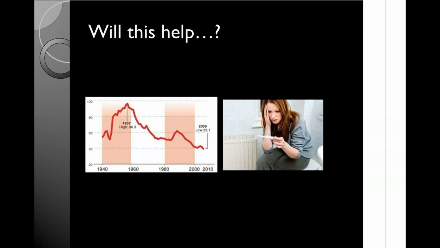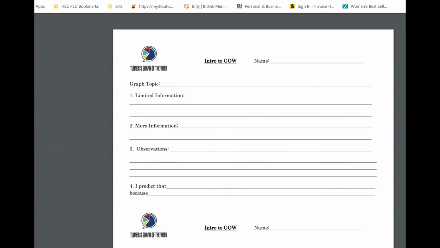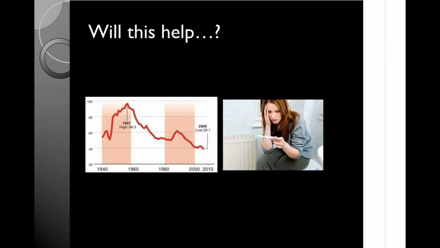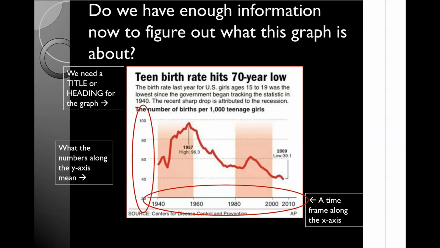And would this picture help with the y-axis if I gave you that picture? Pause this video and discuss with your classmates, the 2 to 3 in your group, and write your answer underneath 3 for observations. Pause the video and then start it again when you're ready. Okay, so you're back, so that means you're ready.